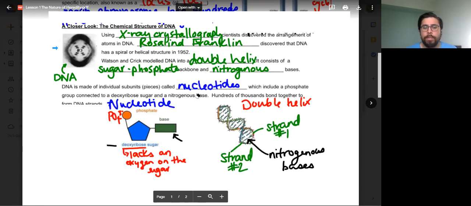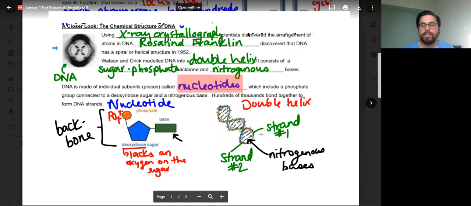And so when I talk about nucleotides, I'm really talking about the individual subunit pieces of DNA. Nucleotides are the tiny pieces that make up the DNA strand. So it includes a phosphate group.